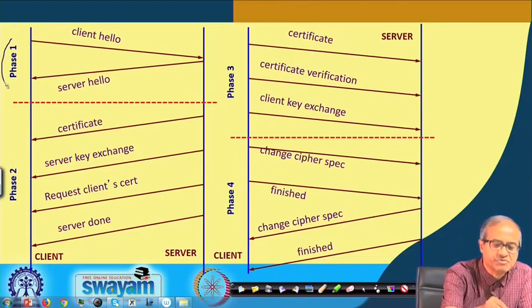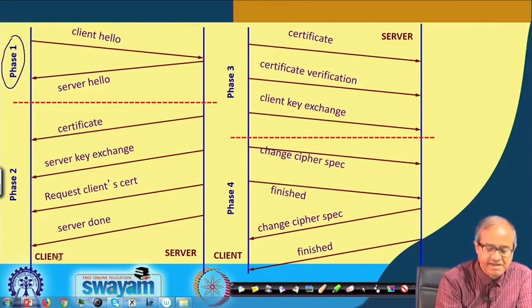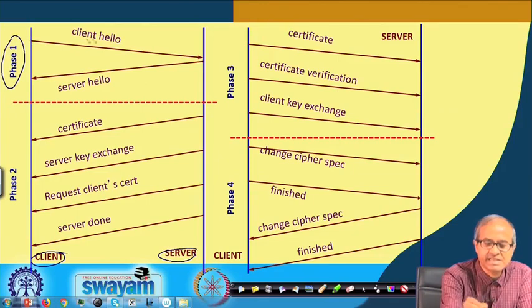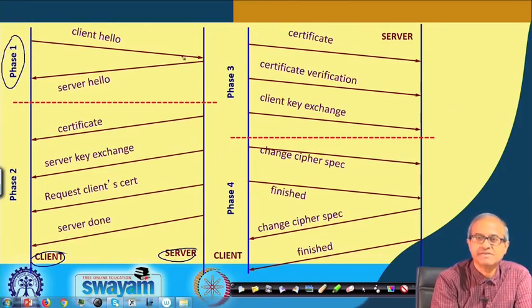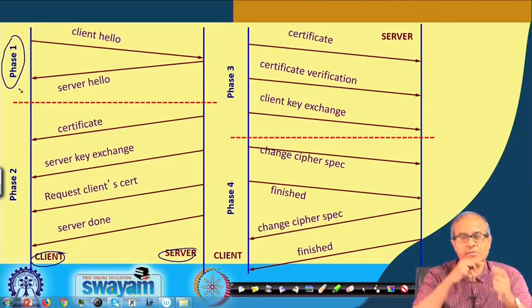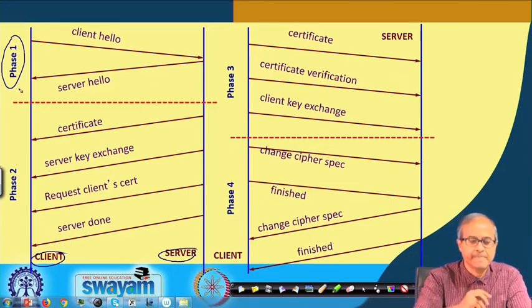This is phase 1, as you can see, the first phase. This is the client, this is the server. So, the client sends a hello message, this is through the handshake protocol, and the server sends back a hello message. So, both the sides know that the link is active. This is phase 1.